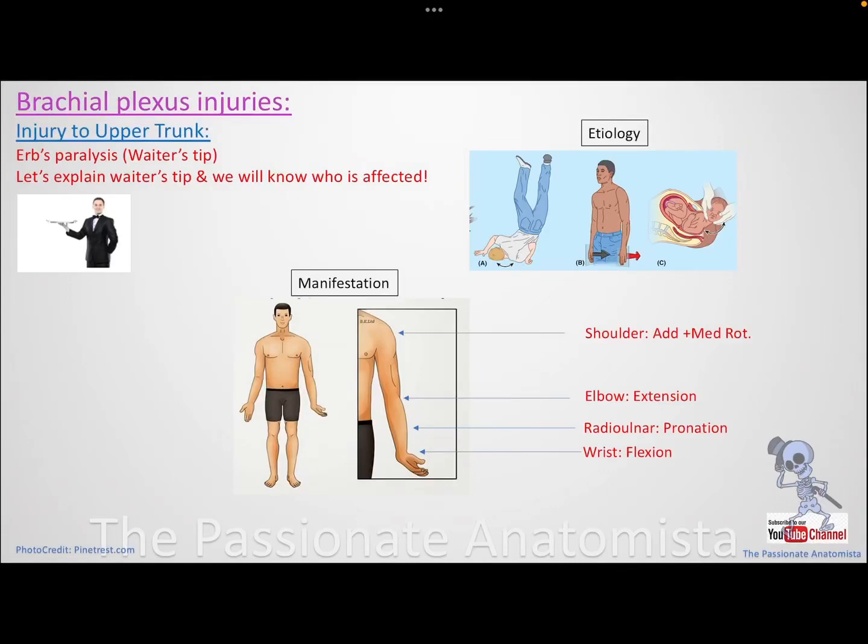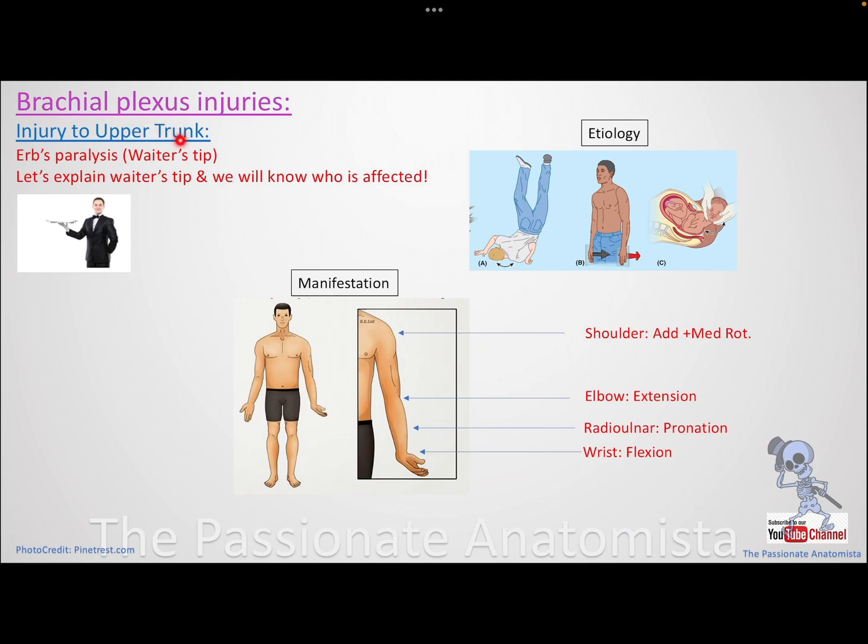We have two injuries in the brachial plexus. One injury is if we have a lesion to the upper trunk, and another injury if we have a lesion or problem with the lower trunk. The first thing we need to understand is what happens and how we can get that injury.